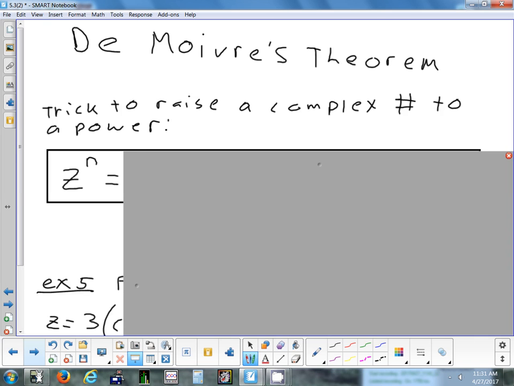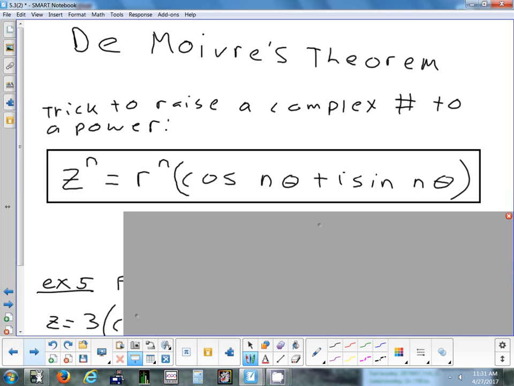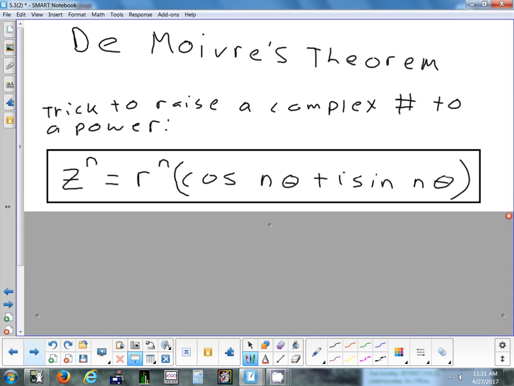But it depends on your number being in polar. You cannot write it like this. It has to be in polar. Okay, and the trick is you take your radius and you raise it to the power. So you just type that in on the calculator. Whatever your radius is, raise it to the power. Take your angle and multiply it by the power.